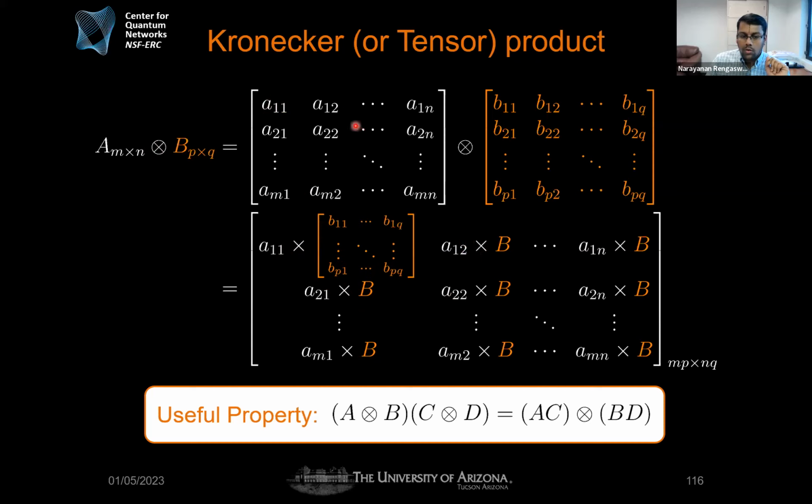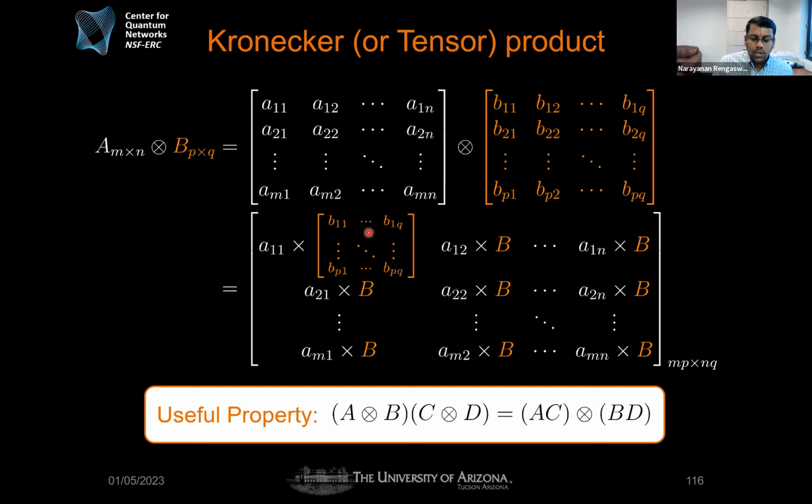And similarly, you go to the second entry of A, multiply by B, third entry of A, multiply by B, and so on. So once you have done, you have blown up the matrix such that the output matrix has dimensions m times p by n times q. So m, which is the number of rows in the first matrix, times the number of rows in the second matrix, by the number of columns in the first matrix times the number of columns in the second matrix. So mathematically, this is what the Kronecker product is.